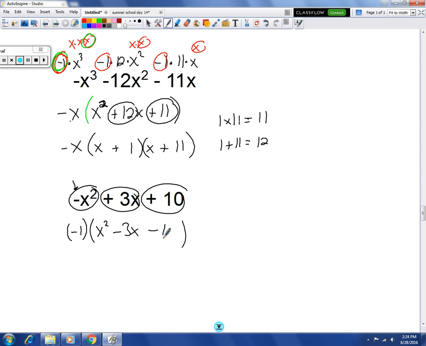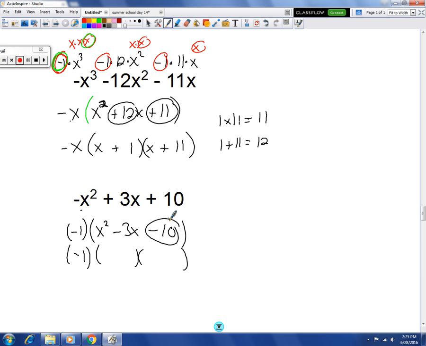Change that. Okay, this is perfectly correct. You multiply negative 1 times those terms, you distribute, you get the same. You start with the same thing, you get back what you started with. Alright? So we're going to have a negative 1. We're going to factor this.